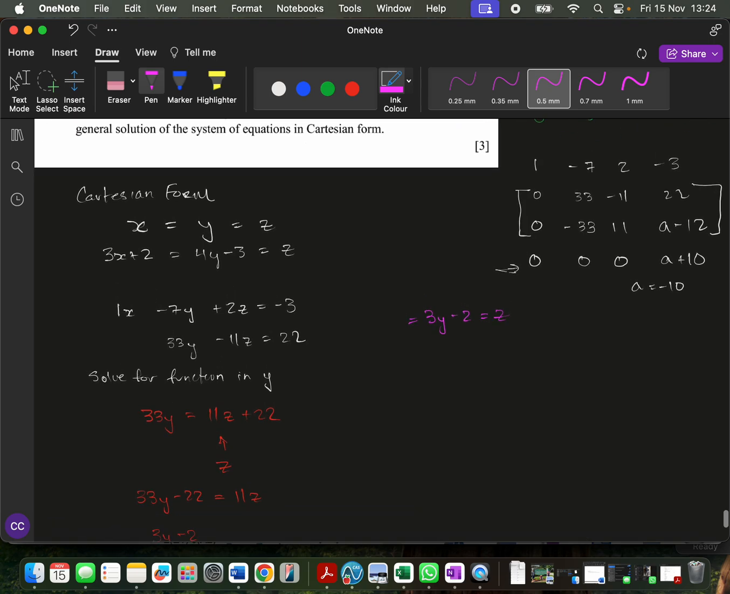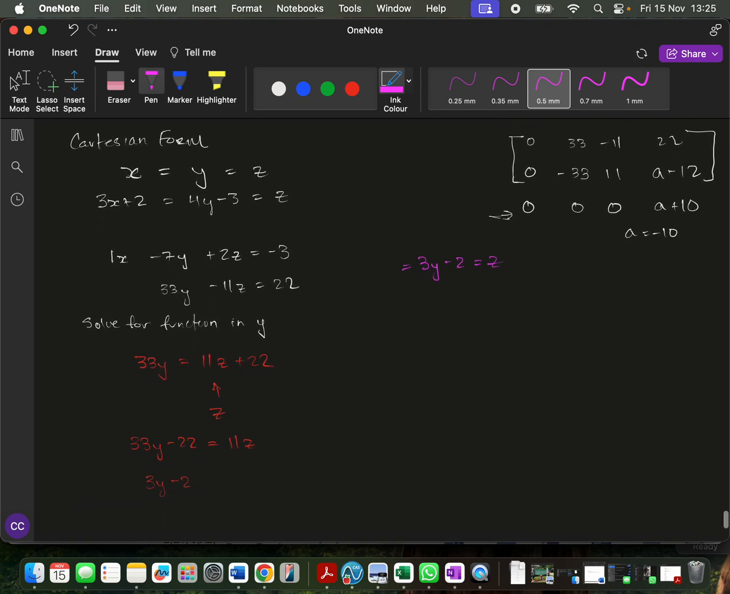Now I just got to find a function in x, and I'm on my way. Again, I want it so x is equal to a function in z. So I need to work on this equation here and get it so that it's only in z's. To do that, I'm going to manipulate this one a little bit. I'm going to write this as y equals 1/3 z plus 2/3. Just divide by 11 or by 33.